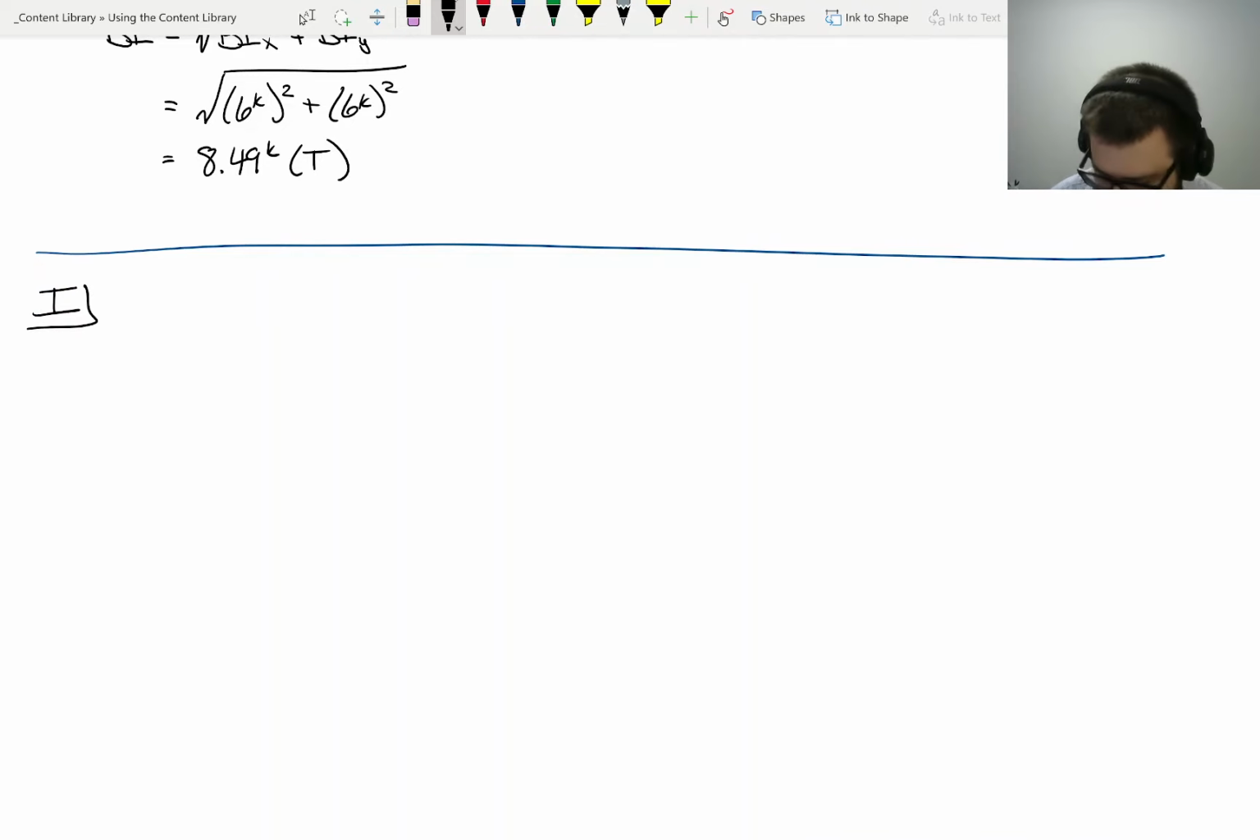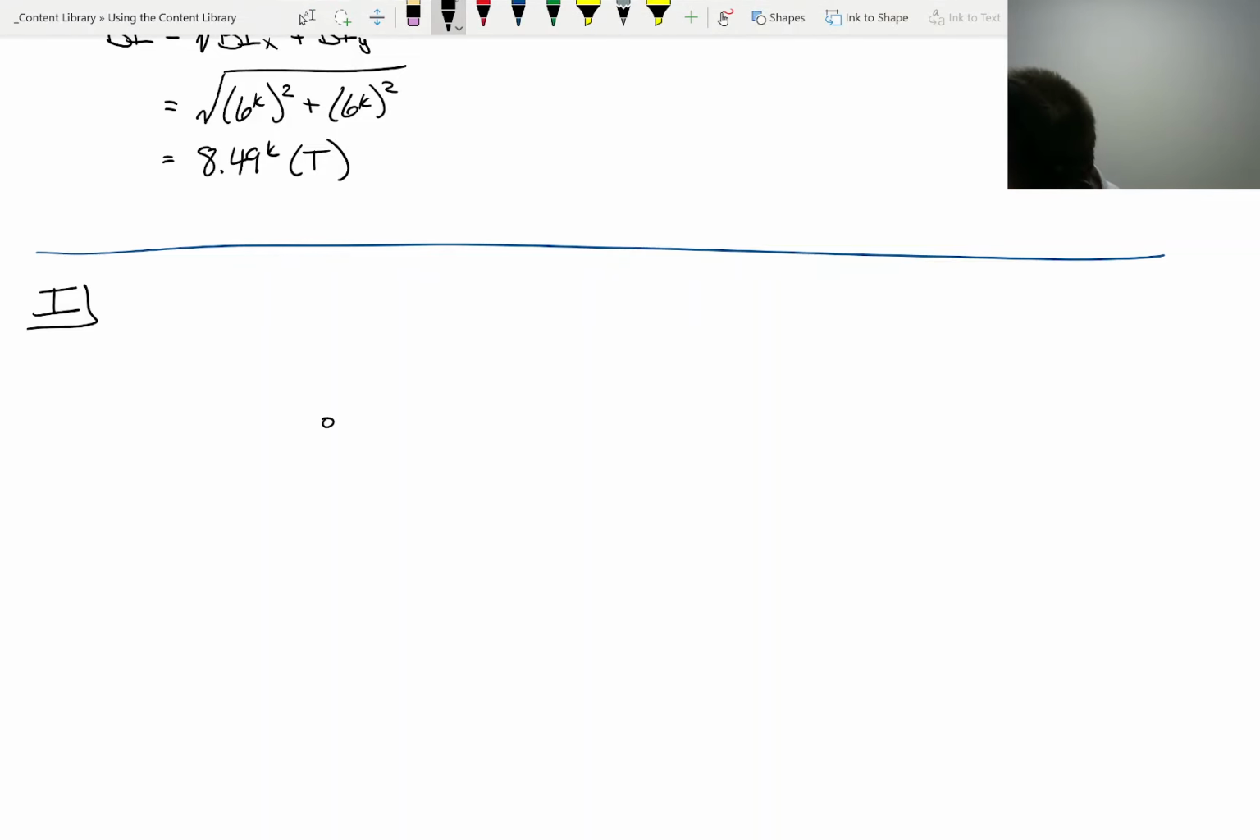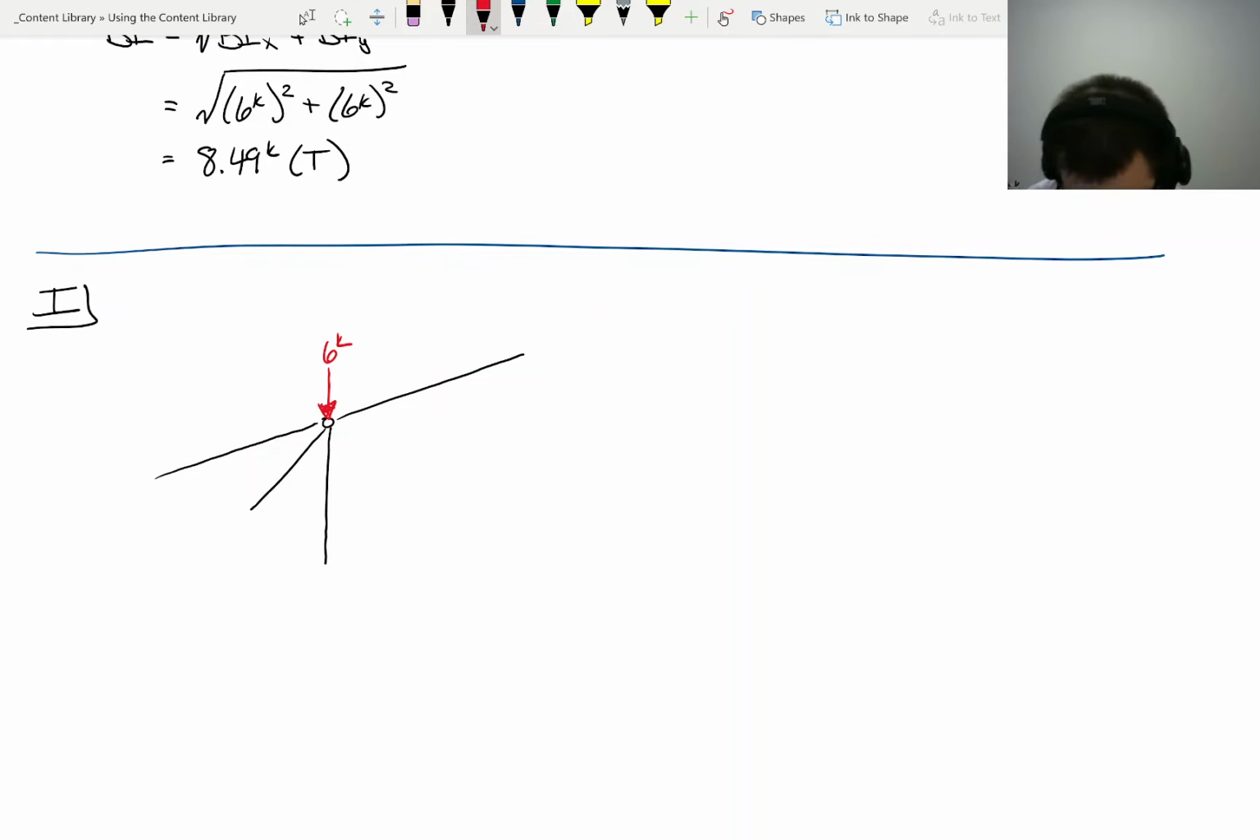This is definitely one of those videos probably that you could play at 1.25 speed in certain places. Okay, so joint I is a little busy. There's a lot going on here. So let's draw this one kind of big. We've got a member like this, but then we have a vertical and another diagonal like that. Let's also not forget we have a 6 kip load right here. So again, just watch what you're looking at right here.